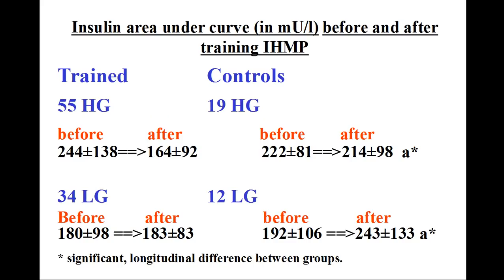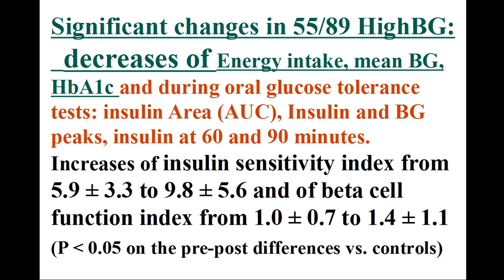Insulin area under the curve, in μU/L, during oral glucose tolerance tests, decreased by a third in 55 high mean blood glucose, HMBG, subjects, after training, in comparison with 19 controls. The decrease was larger in 34 trained low mBG subjects in comparison with 12 low mBG controls. Significant changes in 55 high mBG subjects during IHMP.